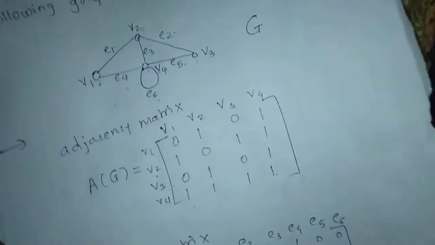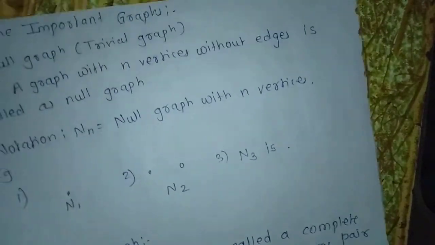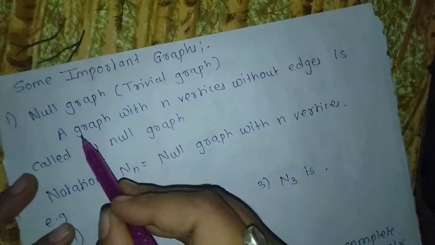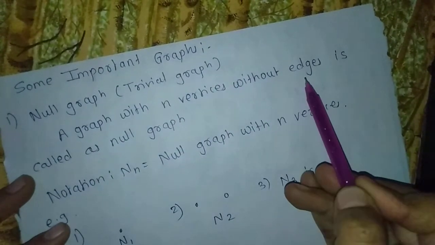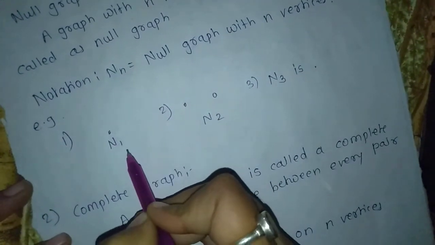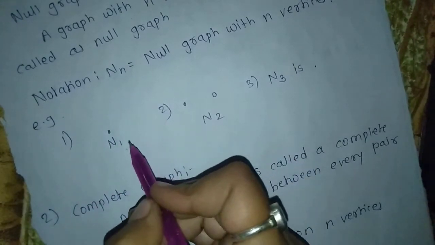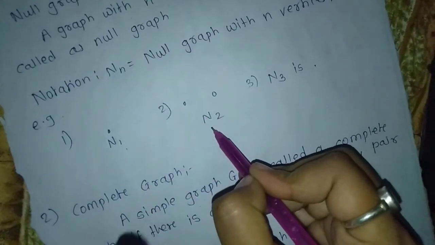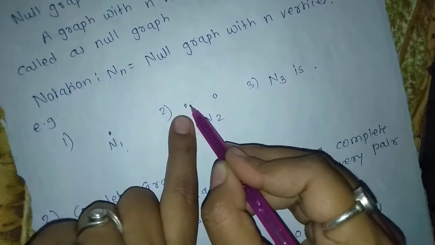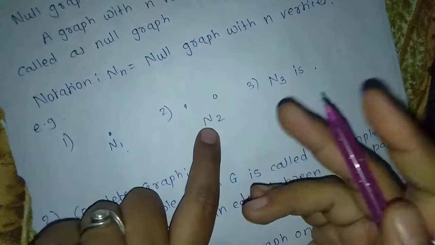Next point, some important graphs. The first graph is the null graph, meaning the trivial graph. A graph with n vertices without edges is called a null graph. Notation: N suffix n is the null graph with n vertices. For example, N1 contains only one vertex without edges. N2 means a null graph with two vertices, without edges. So this is the null graph with two vertices.